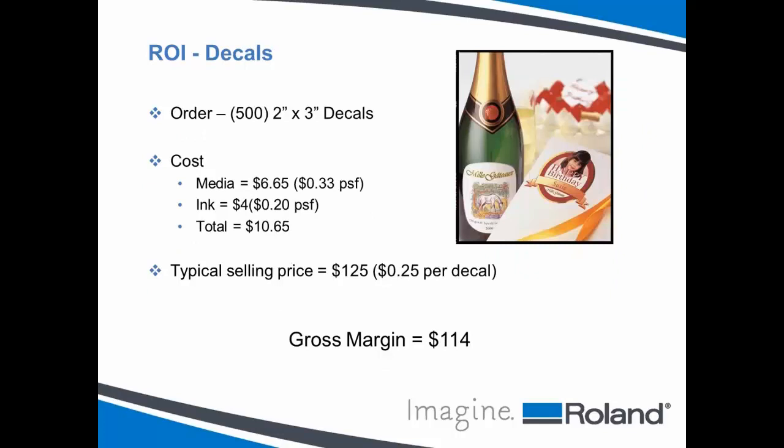Let's look at decals. Print and cut decals. You can look at the decal that's put onto this Happy Birthday Susie here, or even onto the sparkling cider bottle there. Okay, 2-inch by 3-inch decals. That's about 33 cents per square foot, and about 20 cents per square foot for ink. So total media and ink costs about $10.65 for 500 of those labels. All right, you sell them for about a quarter a piece. That's $125. It's about $114 for print and cut decals.